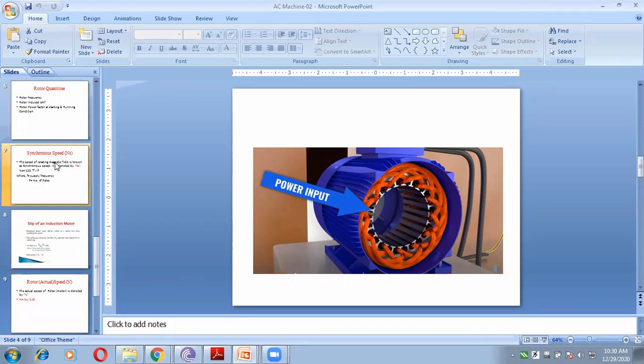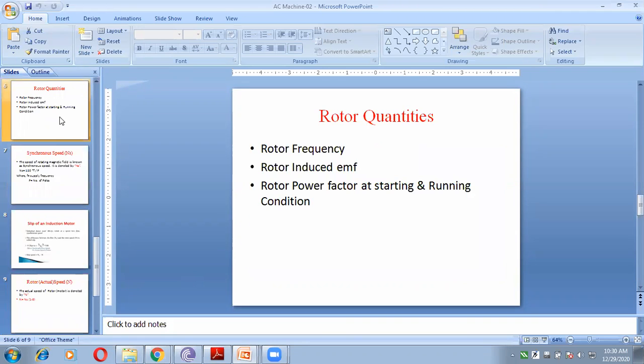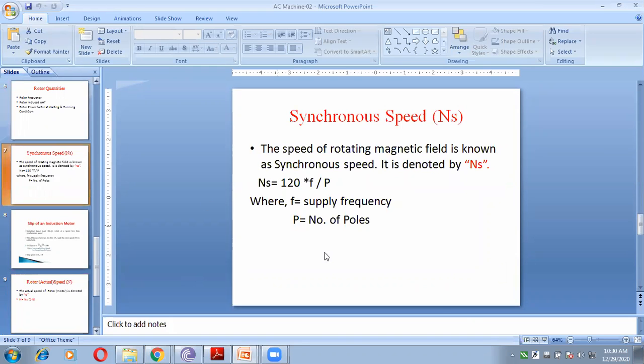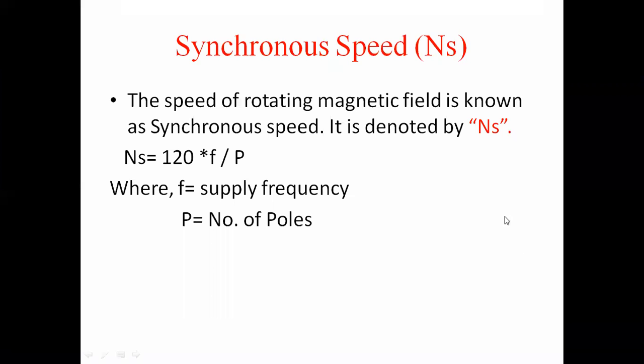Okay, so next we will talk about the rotor quantities. So in the first part we will talk about the synchronous speed. Okay, so synchronous speed, that means what? The speed of the rotating magnetic field is known as the synchronous speed. म्हणजे सिंपल मी काय सांगितलंय, जेव्हा आपण 3 फेज सप्लाय जेव्हा सिस्टमला देणार आहे किंवा एसी सप्लायला जेव्हा आपण स्टेटर वाइंडिंगला देणार आहे, ऑब्विसली काय होणार आहे?